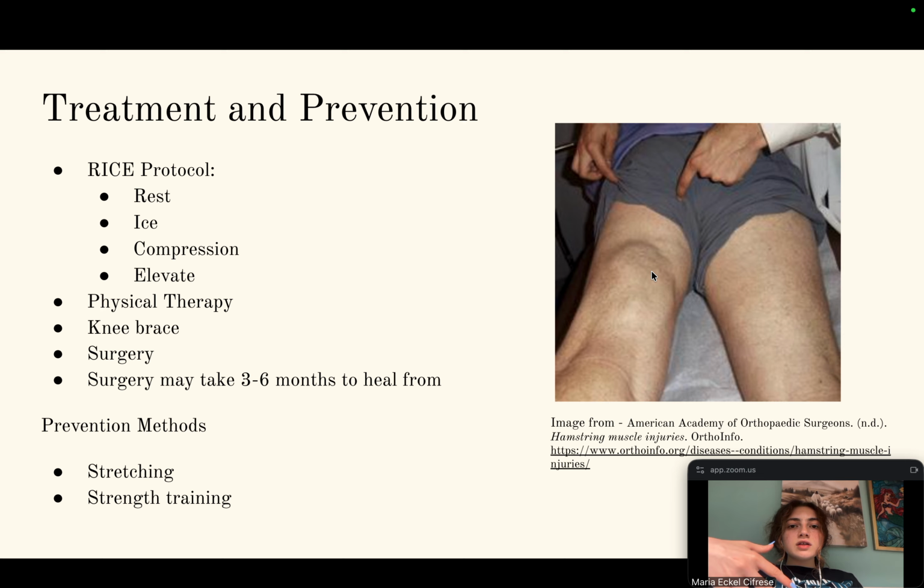So when you're exercising, you might not realize how tired your hamstrings are compared to your quads. So you can overexert them, and then that can cause a strain. So to prevent this, you should do strength training exercises to ensure that your strength is evenly distributed.